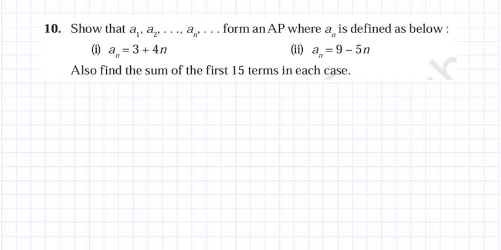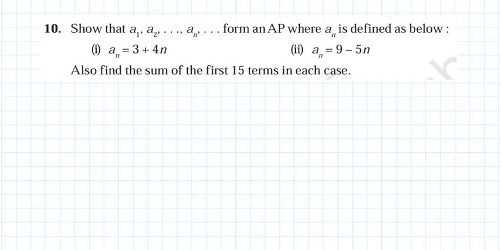Question number 10. Show that a1, a2, up to an form an AP, where an is defined as below. First, an is equal to 3 plus 4n. And second question, an is equal to 9 minus 5n. Also find the sum of the first 15 terms in each case.